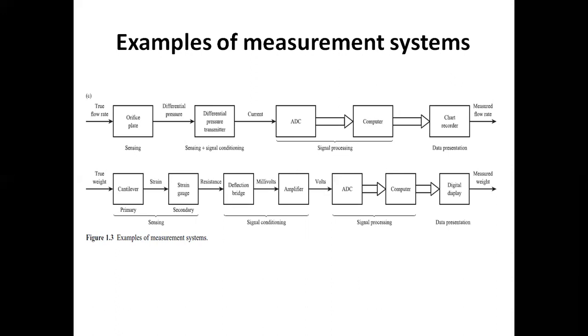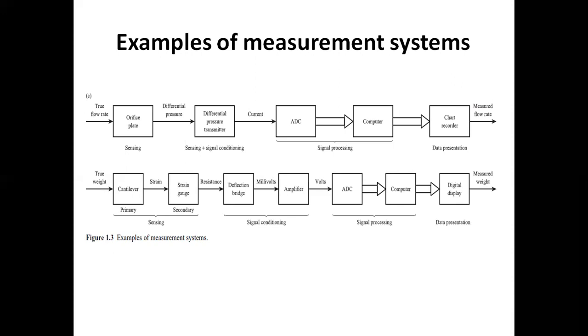This is the sensor which converts the weight into strain. So it takes weight and converts it into strain. Then we have a strain gauge as the secondary sensor, which takes the strain from the cantilever and converts it into a resistance variable. And from there, we have a deflection bridge, which converts the resistance measurement to a voltage signal in the millivolt range.